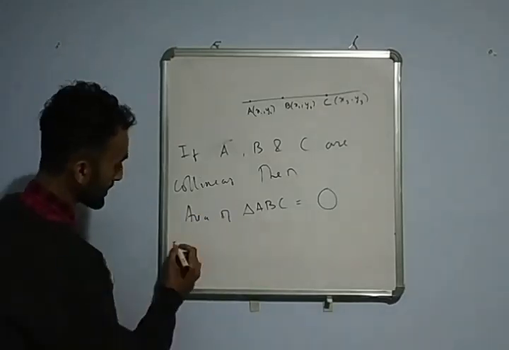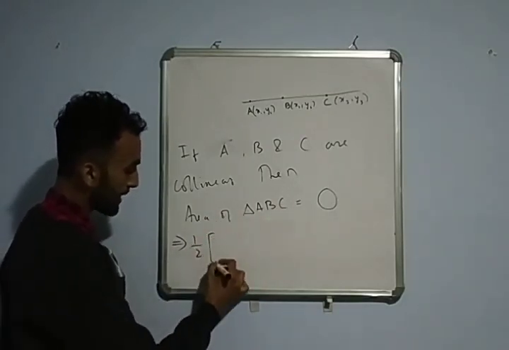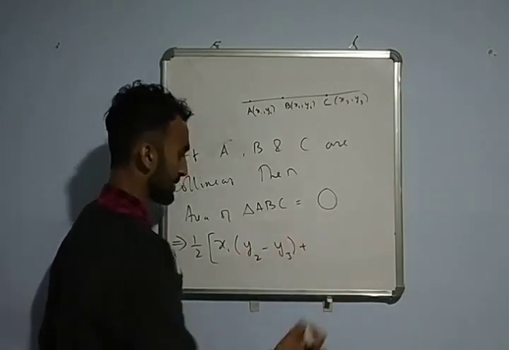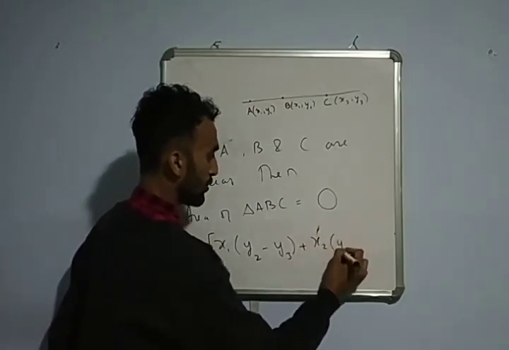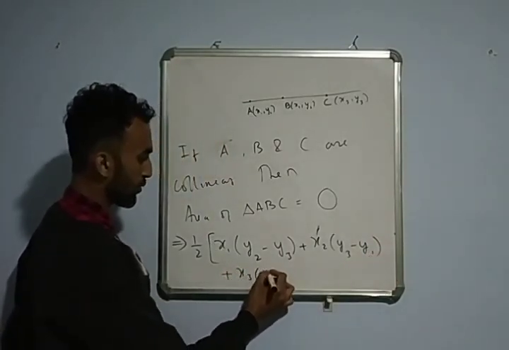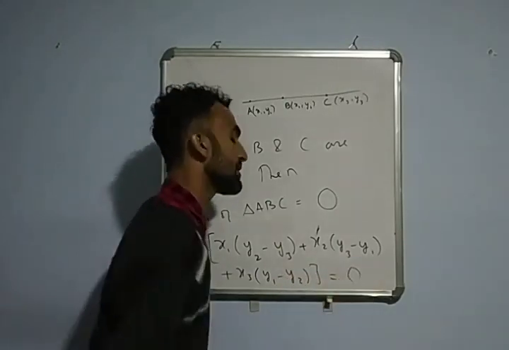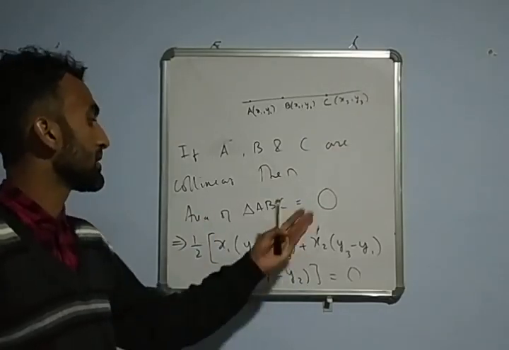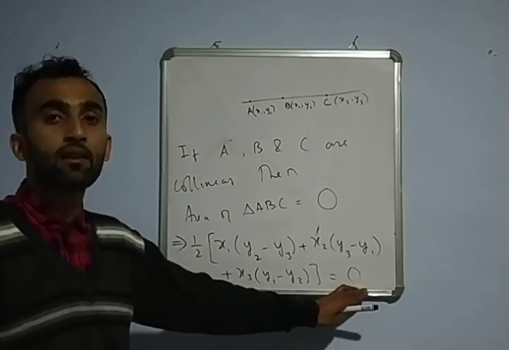Now, this implies area of triangle ABC is half, x1 after 1 y2 minus y3 plus x2 y3 minus y1 plus x3 y1 minus y2 equal to 0. Very easy way. This is easier than the distance formula. Just remember this area of triangle formula, and if the area of triangle comes out to be 0, the 3 points are collinear.